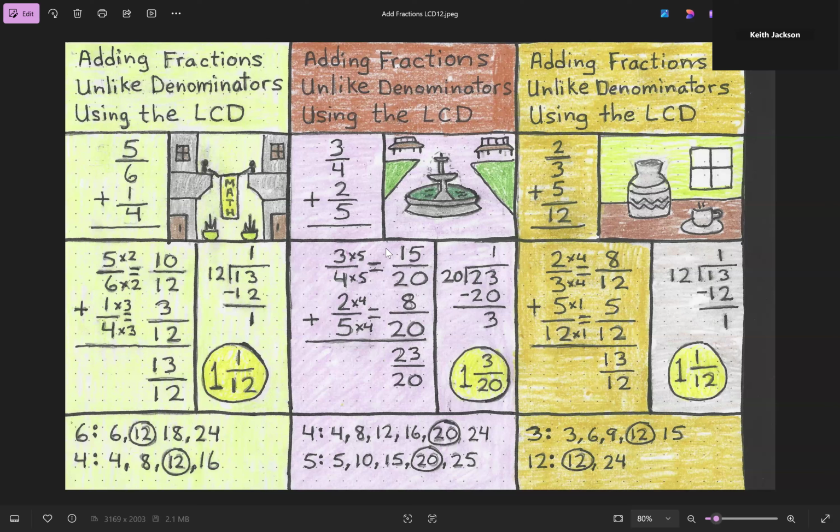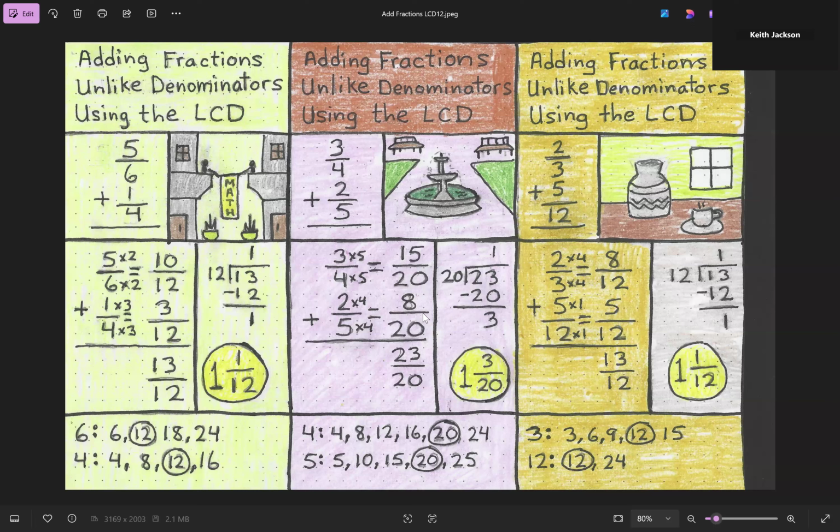Let's go ahead and go to the second big example, in which we have 3/4 plus 2/5, and we need a common denominator for the 4 and the 5. We're going to count by fours: 4, 8, 12, 16, 20, 24. And let's count by fives: 5, 10, 15, 20, 25. We notice that 20 is the first number that they have in common, the least common denominator that will work for both those denominators, y'all.